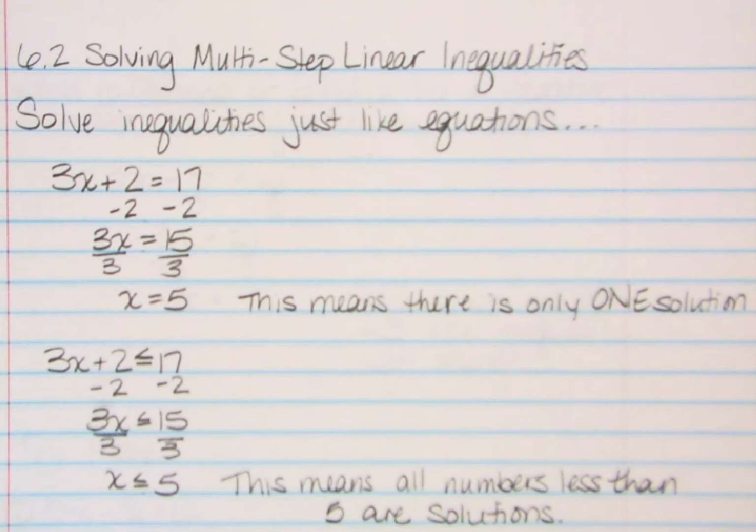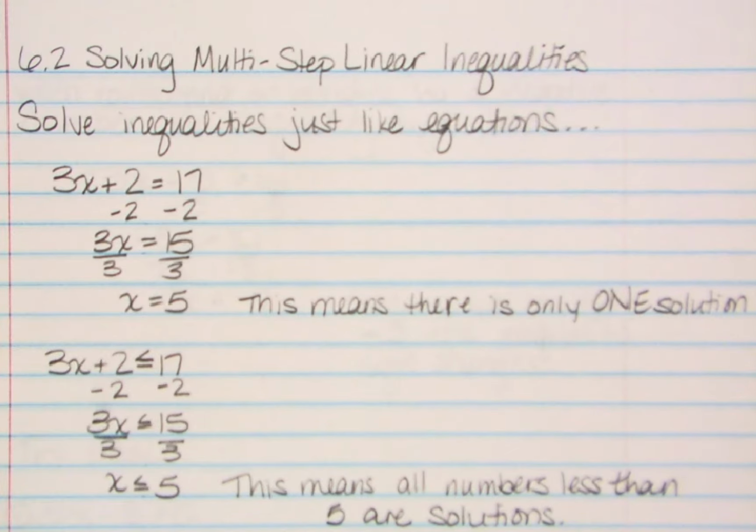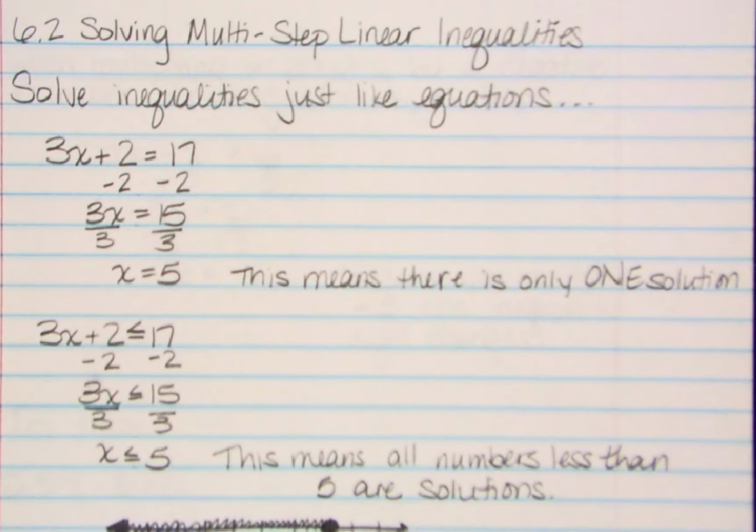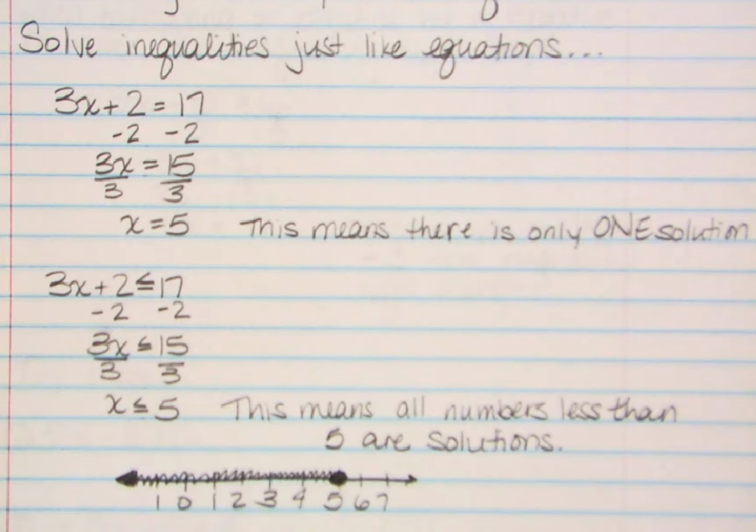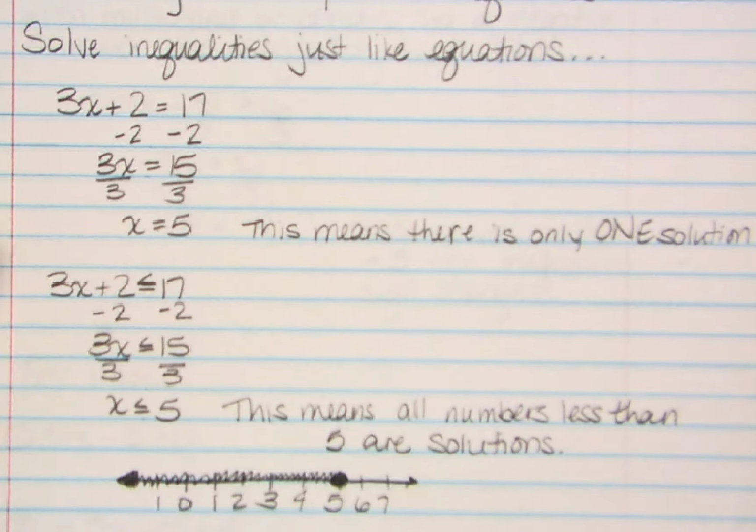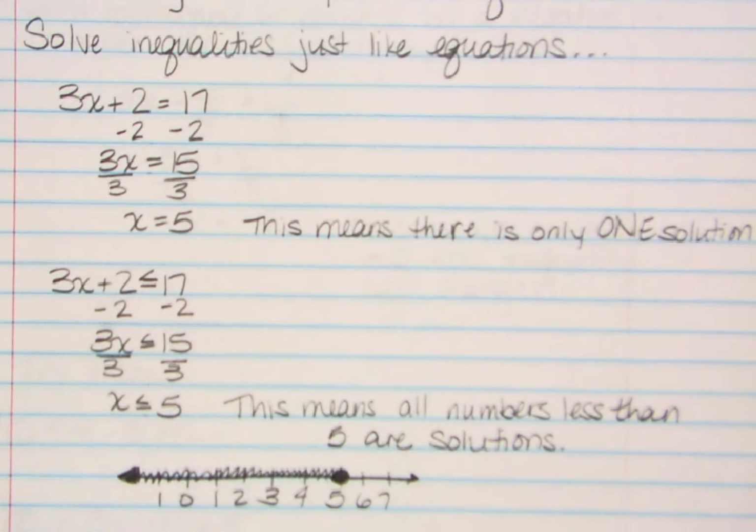So the same rules apply, and you can see here that I've solved an equation, 3x plus 2 equals 17, subtracted 2 from both sides, and divided both sides by 3. And so we get x equals 5, and then I just change that to an inequality sign. And so the process is no different than solving a multi-step equation, except that we have an inequality sign. So there's really nothing new or different here.